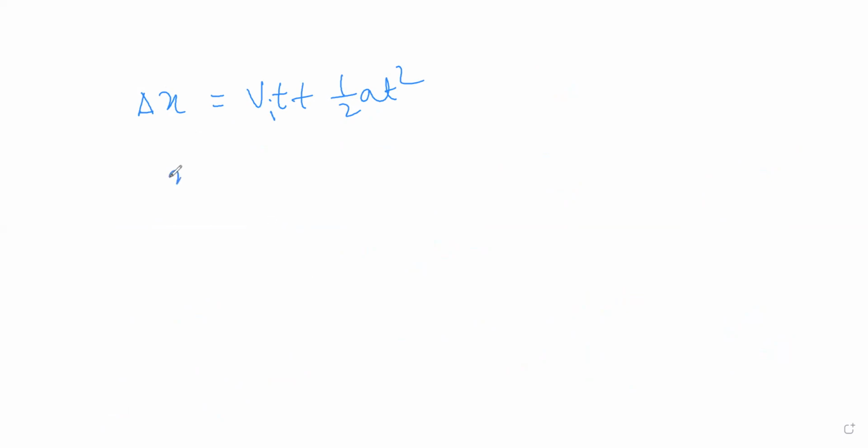So delta x we can write as x final minus x initial equals v initial t plus half a t square. When we are using x, that means it's the initial x axis, so v initial x and ax, right? So we can write down ax equal to our initial x, x final, x initial.